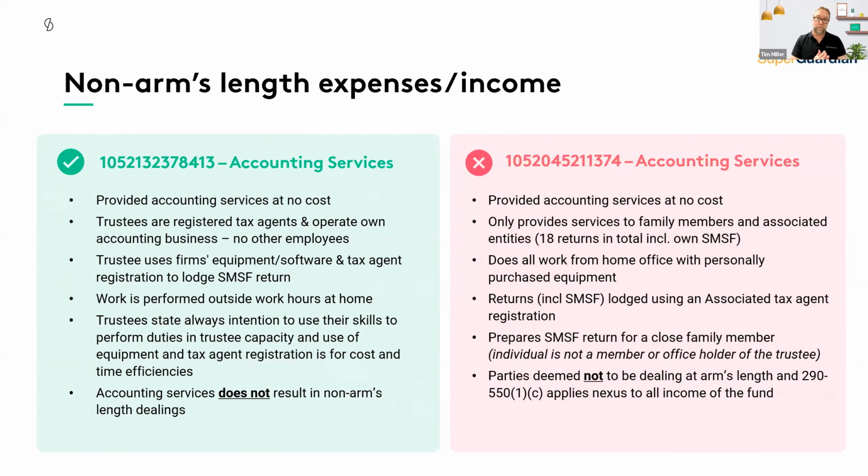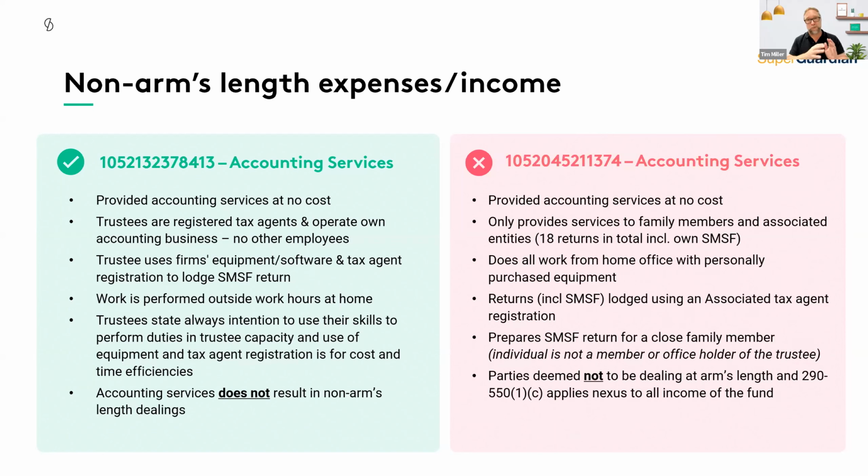Mirror that with this one, where again, accounting services are provided at no cost. The individual provides services to family members and associated entities. So this person was preparing 18 returns, including their own self-managed superannuation fund. Did all the work from a home office, with personally purchased equipment. So right now it's all sounding great, okay? The returns were lodged using an associated tax agent registration. Okay, so there might be some issues to consider there as far as using other people's registration details from a lodgement point of view.